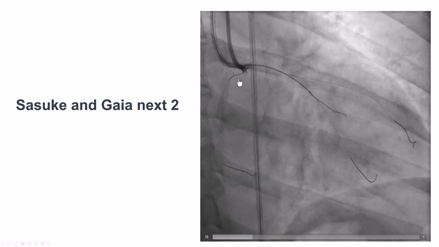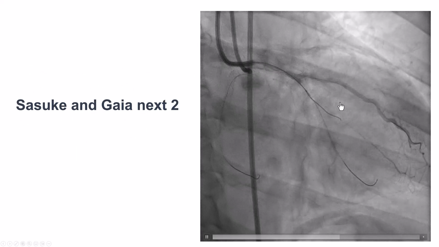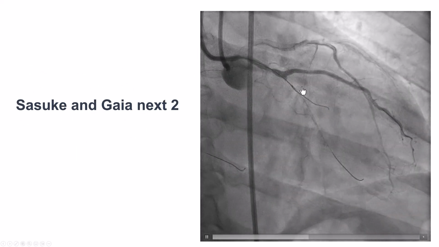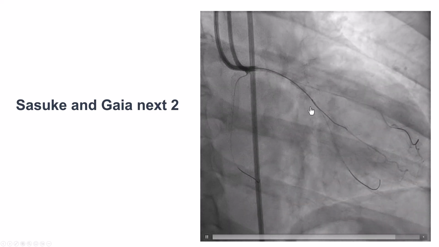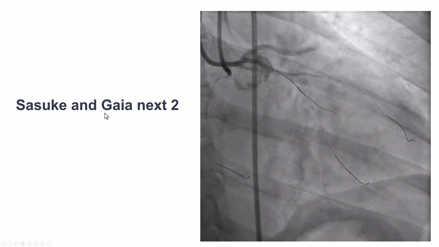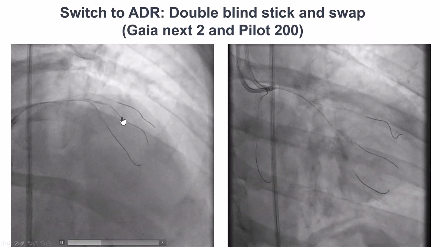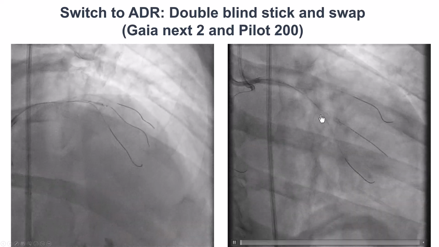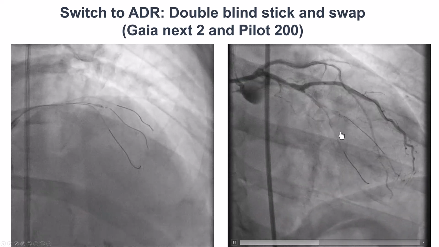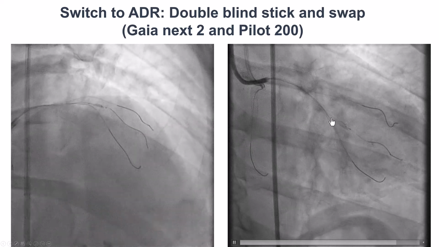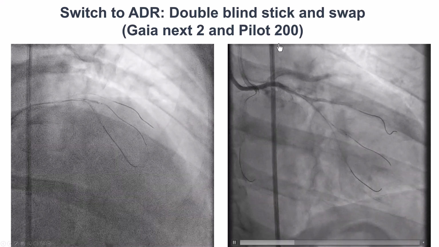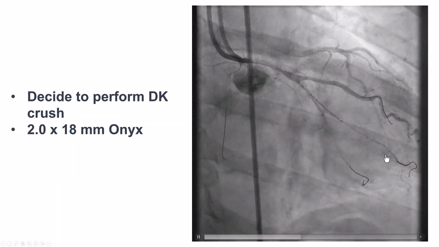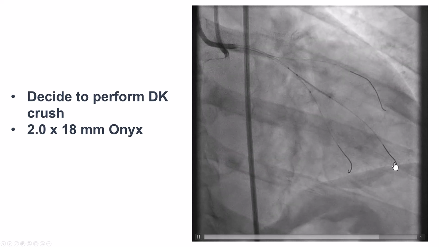So to do this, we did use a Sasuke dual lumen microcatheter, initially with the Sion Blue, Sion Black, but it didn't work out. Likely because we had caused extensive dissection in the proximal vessel. We then used a Gaia Next wire, but this did not cross. It was in the extraplaque position, so we decided to do reentry using the Stingray balloon. We did the double blind stick and swap technique with a Gaia Next and a Pilot 200 guide wire, and that seemed to have success in entering the distal true lumen.